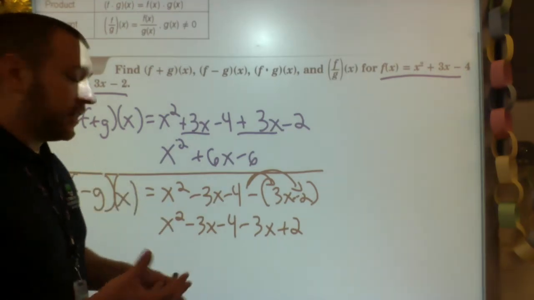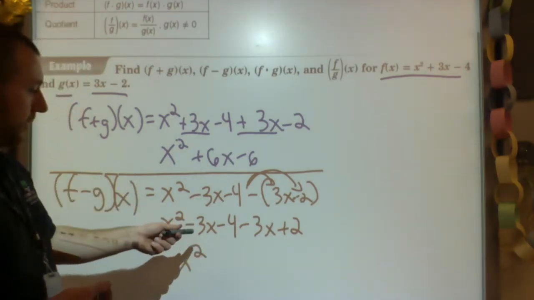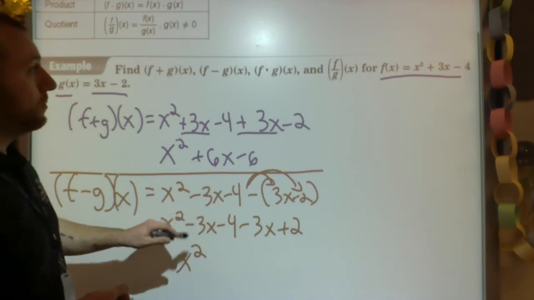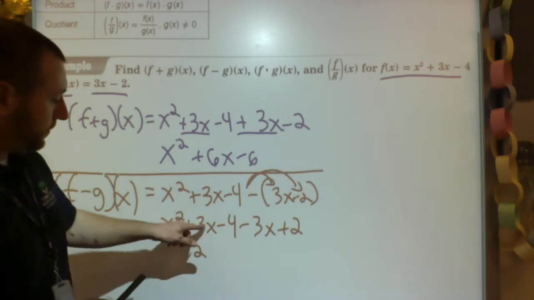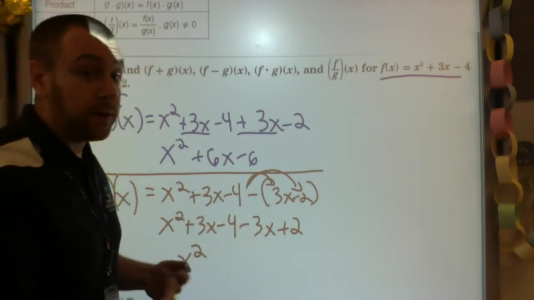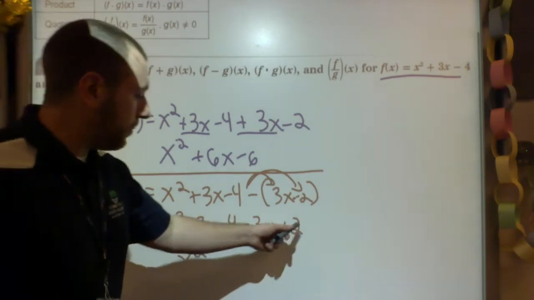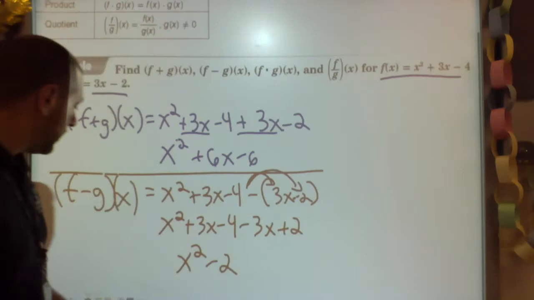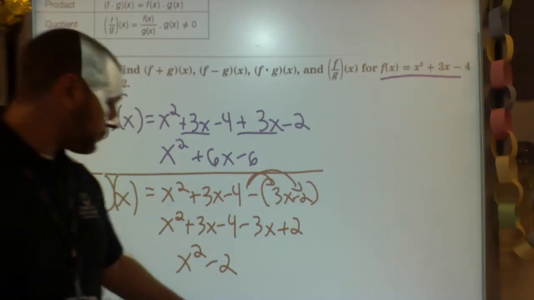Now, again, I combine like terms. X squared doesn't have a common term. Now it's a plus 3x here, minus 3x, so those x's cancel out. It's 0, I don't have to write them. And then negative 4 plus 2 is minus 2. So that is my f minus g of x.